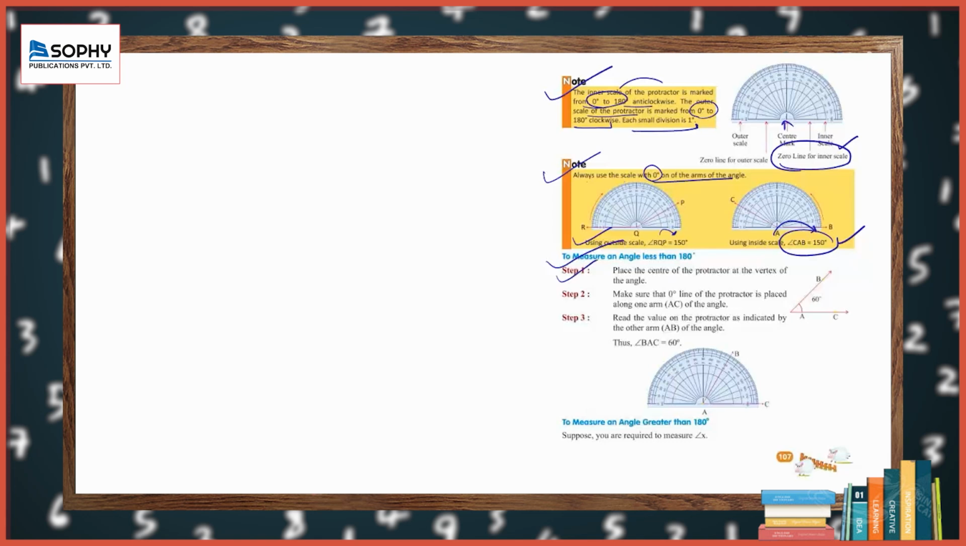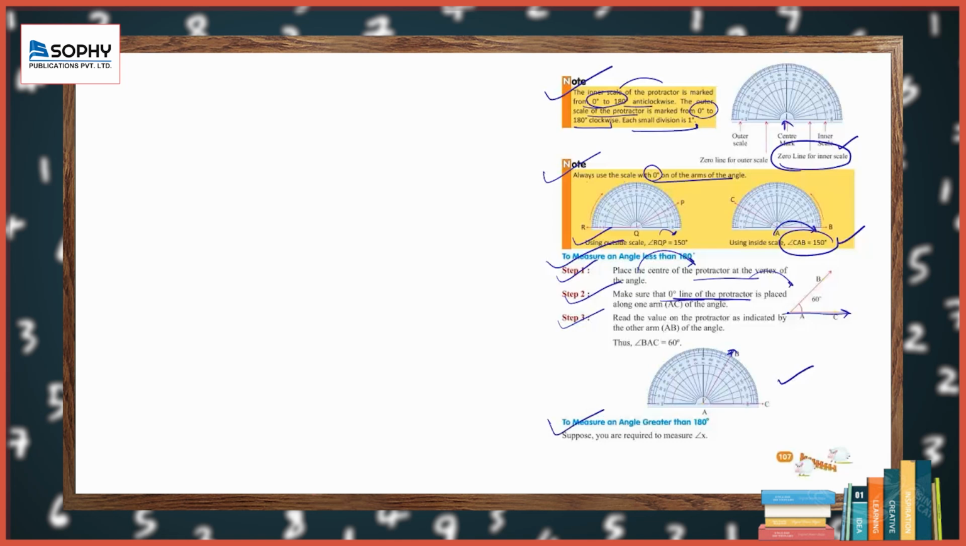Step 1 says that we have to place the center of the protractor at the vertex of the angle, that is at the point A. Now make sure that 0 degree line of the protractor is placed along this arm AC, students. Now you will read the value of the protractor as indicated by the other arm AB of the angle. So here angle BAC is 60 degree.